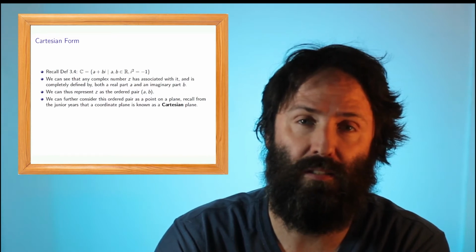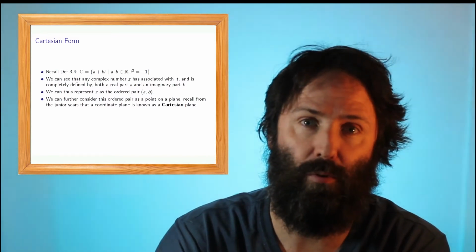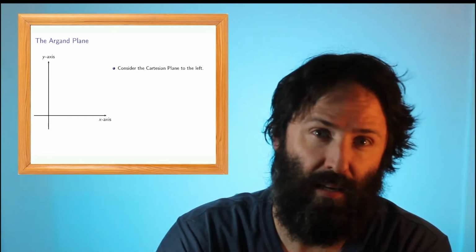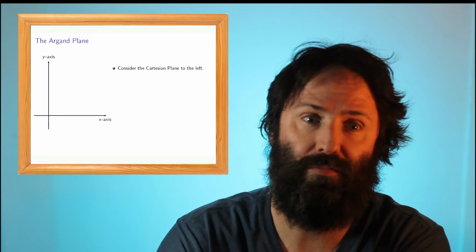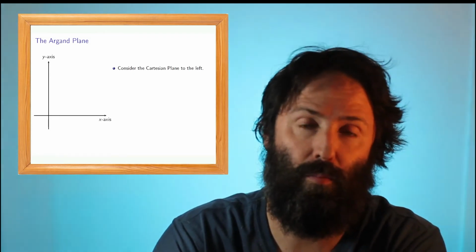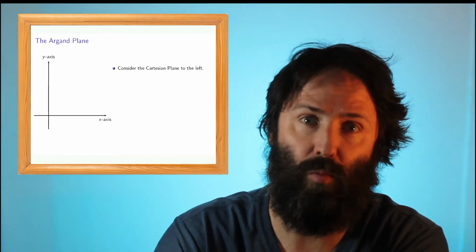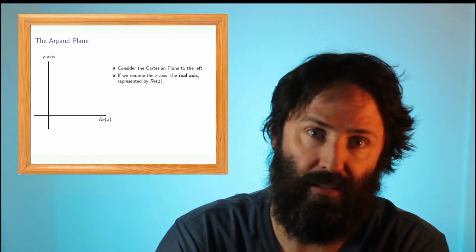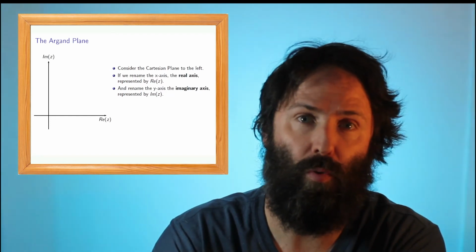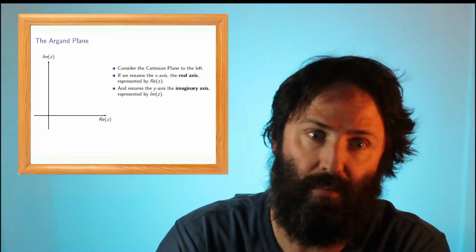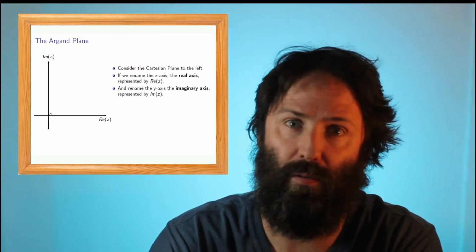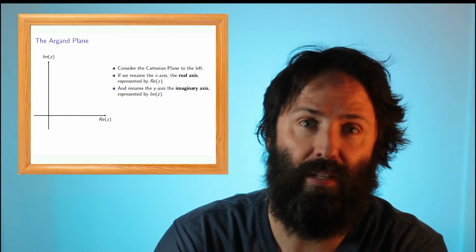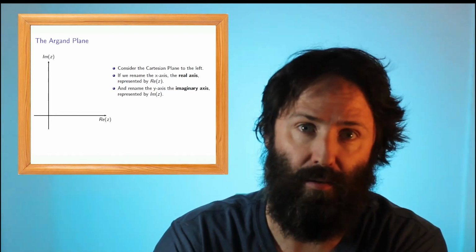But in this case, we give that Cartesian plane a special name called the Argand plane. Okay? And this is how we form it. In a normal Cartesian plane, we have an x-axis and a y-axis. We're going to rename the x-axis the real axis, or Re(z), and we're going to call the y-axis the imaginary axis, or Im(z). z is just the complex number that we're going to be plotting. Okay, now that we've renamed those axes, this is called an Argand plane.